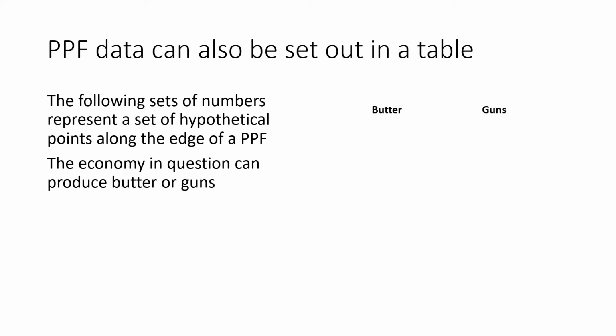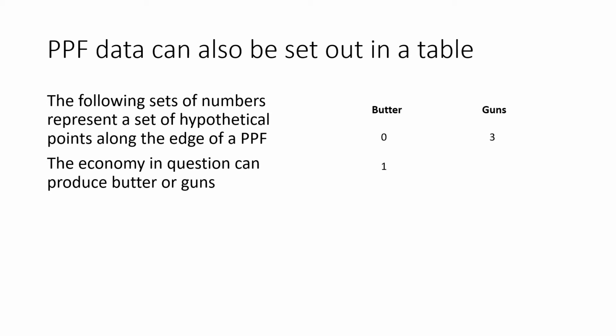So we've got butter, guns. Let's imagine that if we produce only guns and put all of our factors of production into producing guns, we can produce 3 guns. The opportunity cost of that decision is that we're giving up butter. Our output of butter will be 0. We can't produce any butter if all of our factors of production are going into producing guns.